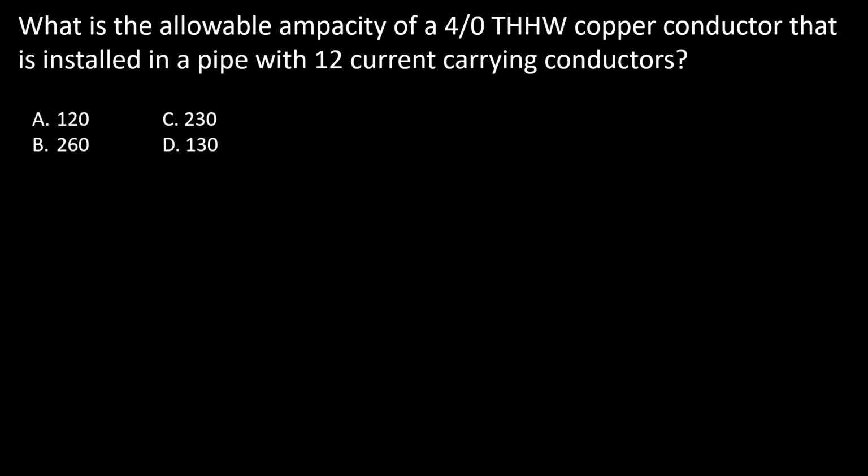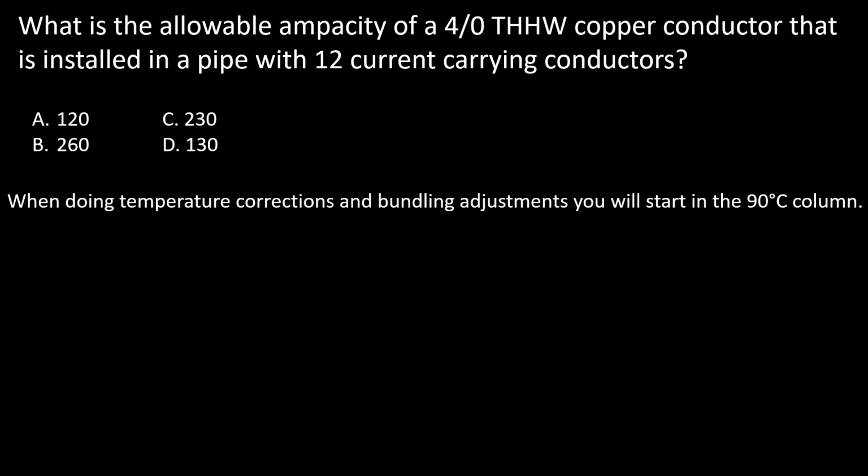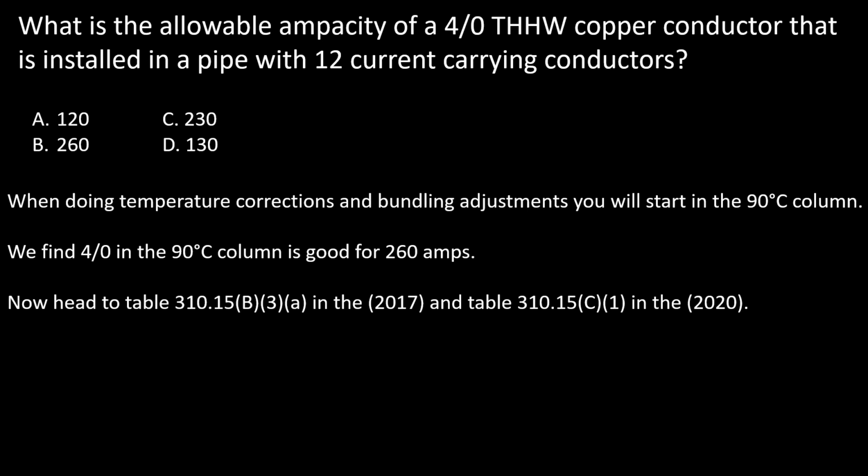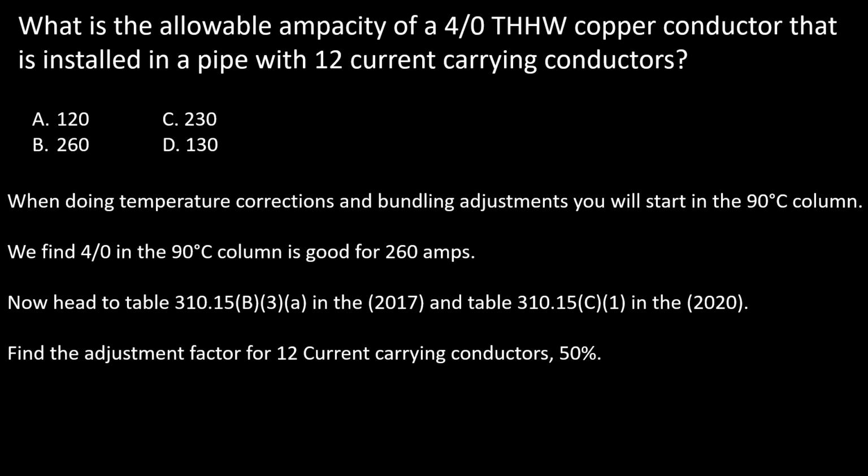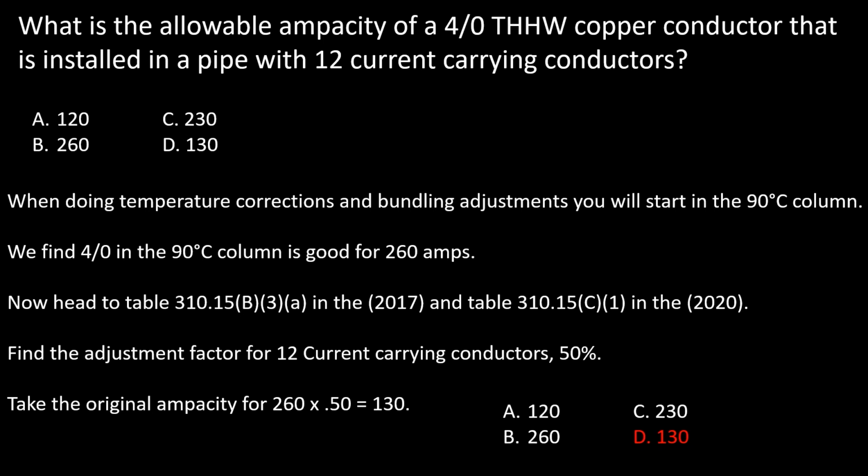What is the allowable ampacity of a 4-aught THHW copper conductor that's installed in a pipe with 12 current carrying conductors? We're going to head to the 90 degrees C column first, and we're going to find that 4-aught is good in the 90 degrees C column for 260 amps. Then we're going to head to our respective tables, and we're going to find the adjustment factor for 12 current carrying conductors is 50%. So we take our original ampacity, multiply it by 0.50, and that's going to give us a new allowable ampacity of 130 amps. And we select D.